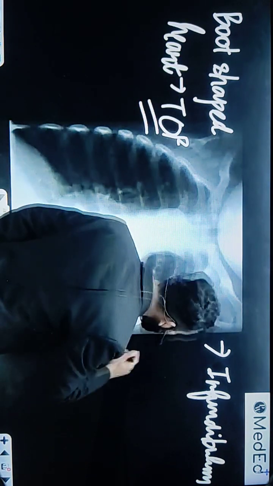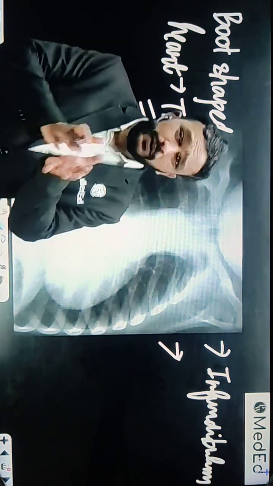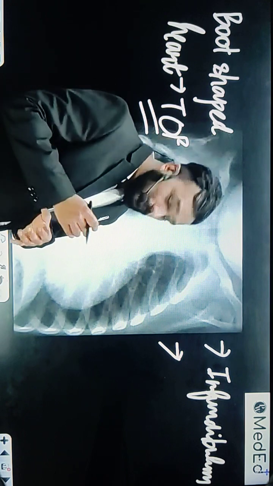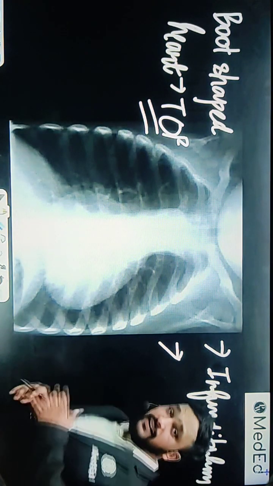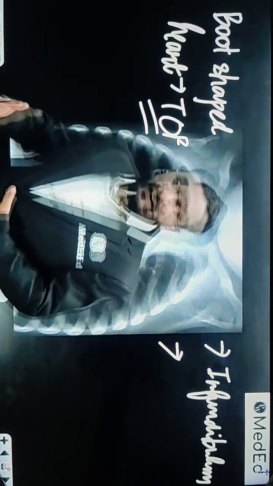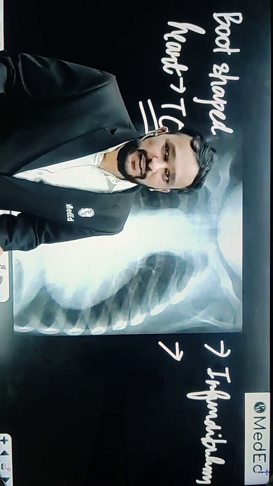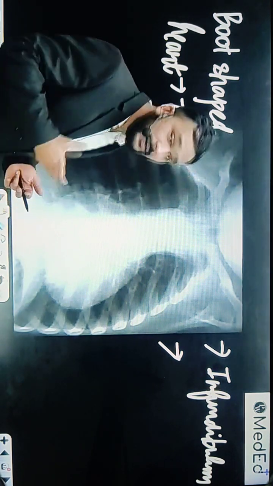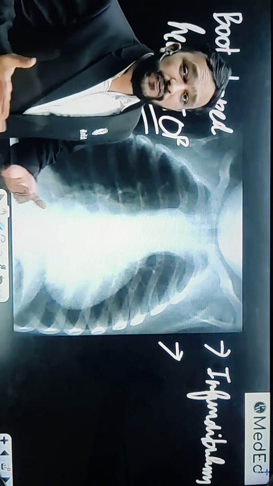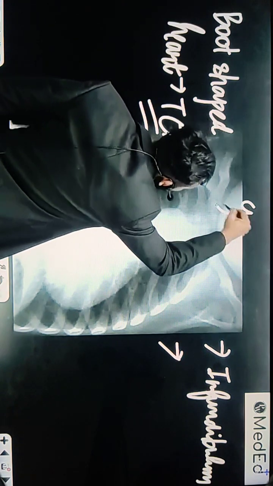So what will happen? Because of the narrowing of the infundibulum, because of the narrowing of the origin of the main pulmonary artery, blood will not go into the lungs. It will not get oxygenated. Just listen to me very carefully. When there is infundibular stenosis, not enough blood is going into the lungs, and that is why this child presents with cyanosis.